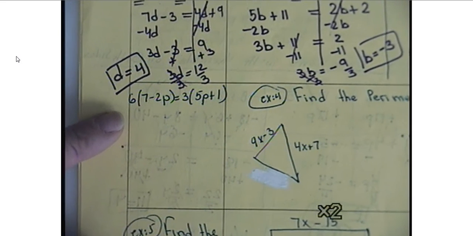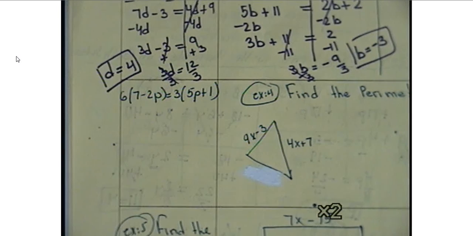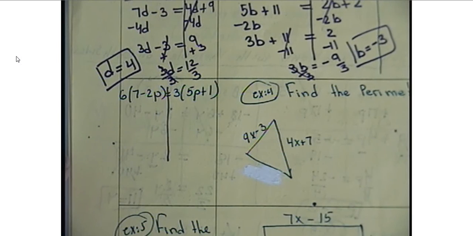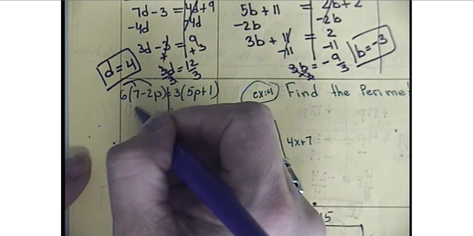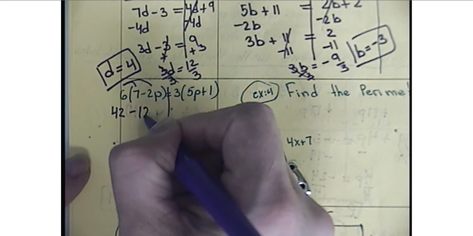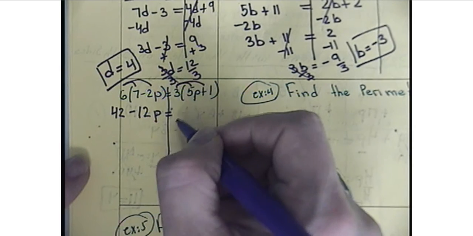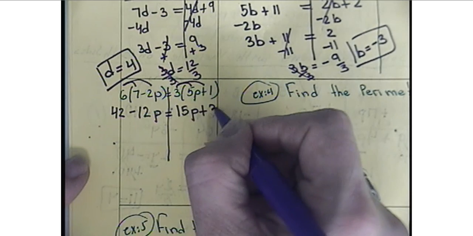So we have 6 times 7 minus 2p inside the parentheses is equal to 3 times 5p plus 1 inside the parentheses. On the left and right side we have the distributive property. So we will apply this one first. 6 times 7 is 42. 6 times negative 2 will be negative 12p equals another distributive property here. 3 times 5 will be 15p and 3 times 1 is plus 3.